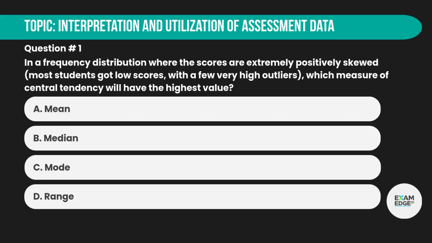Question number 1. In a frequency distribution where the scores are extremely positively skewed, most students got low scores, with a few very high outliers. Which measure of central tendency will have the highest value? A. Mean. B. Median. C. Mode. D. Range.